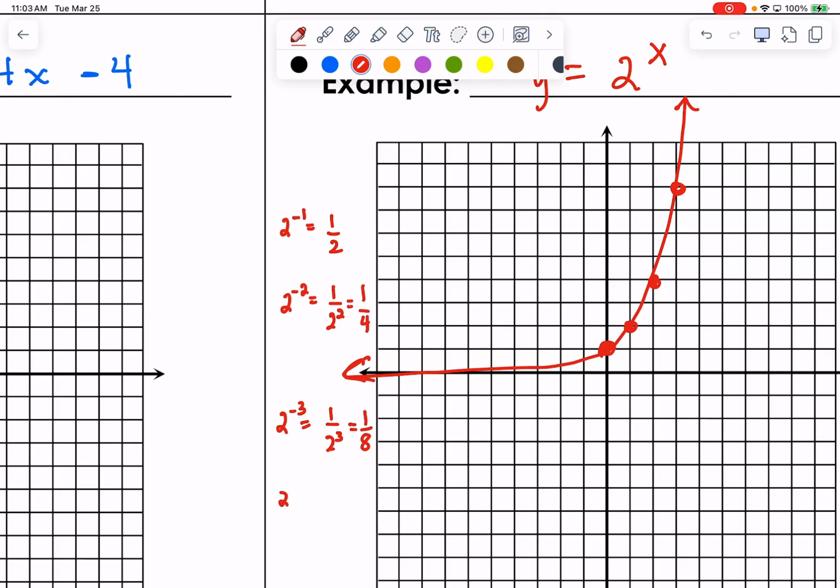What would 2 to the negative 4 be? Anybody want to take a stab at that one? 1 over 2 to the 4th, which is 1/16. What's happening? These fractions are getting smaller and smaller and smaller, which means it's just going to keep getting closer to what? 0. That's why it flattens out.